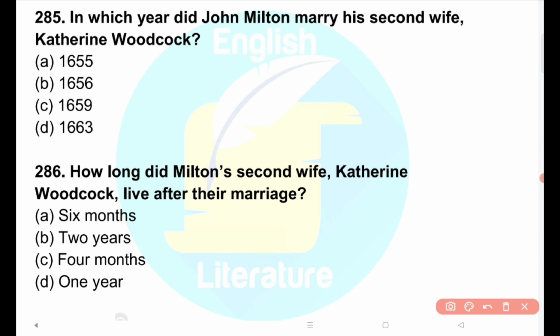Option B, 2 years. Milton married Catherine Woodcock in 1656, but she died in 1658 after giving birth to a daughter who also passed away. Her death deeply affected Milton, and he wrote the sonnet Methought I saw my late espoused saint in his memory.